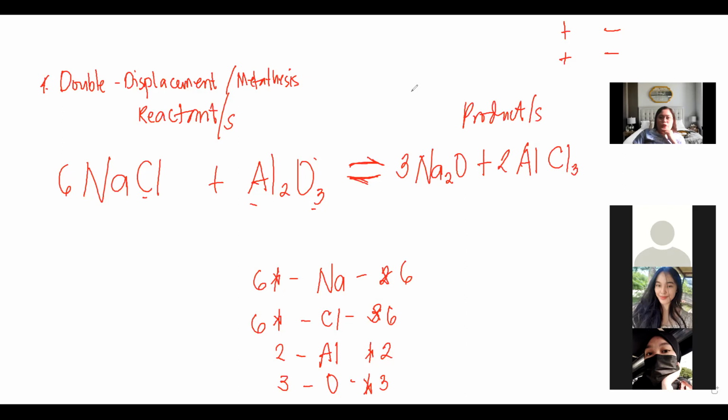So in the equation, I need 6 molecules of sodium chloride to react with 1 molecule of aluminum oxide to yield 3 molecules of sodium oxide and 2 molecules of aluminum chloride. So that is how you balance a chemical equation. If in the first try, it cannot be balanced, hanapan nyo ng paraan, class. You can assign different numbers to other elements until mabalance nyo siya. So patience is a virtue.